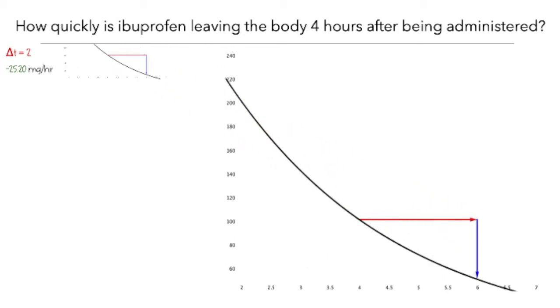Now, let's look at what would happen if we used a smaller delta t. Here, delta t equals 1.